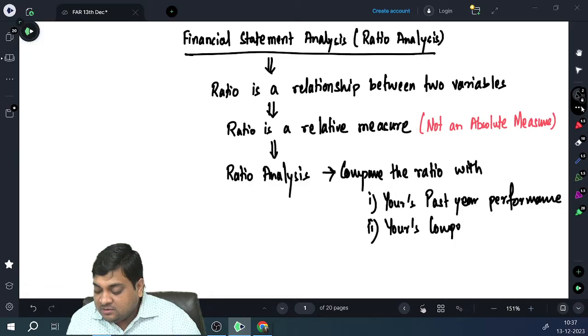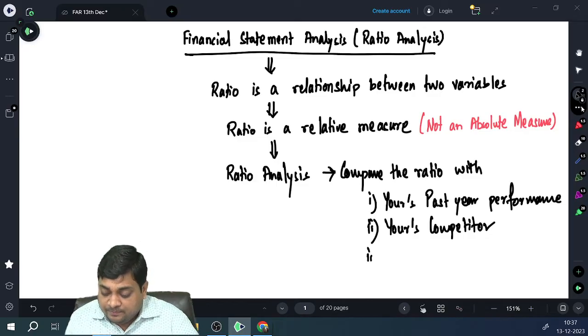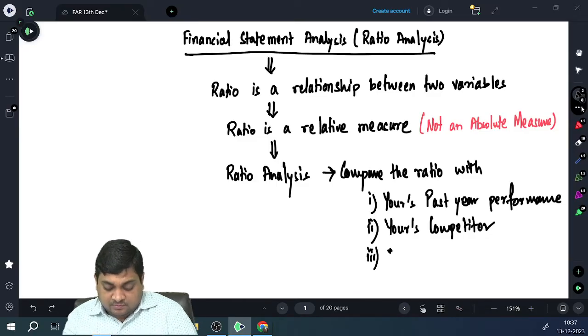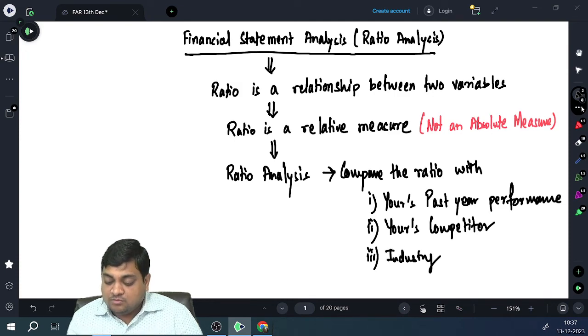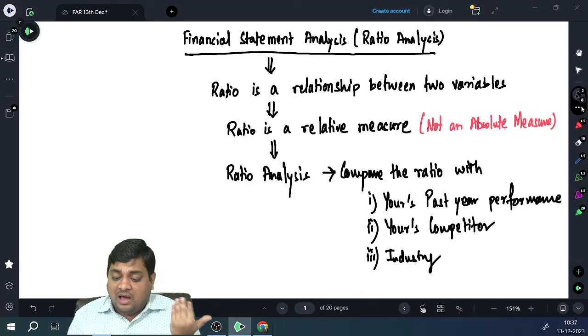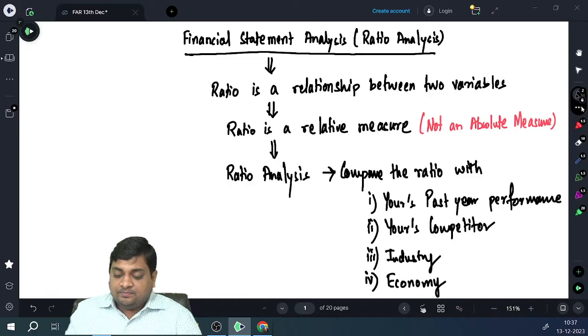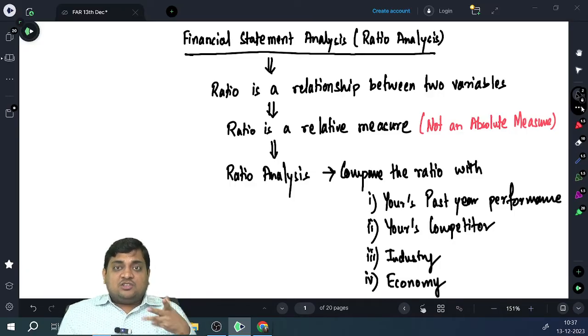You can compare your ratio with your competitor. Then the industry to which you belong, so you can tell your performance whether you're below average or above average. And you can also compare your performance with the economy. So a ratio is a relationship between two variables.